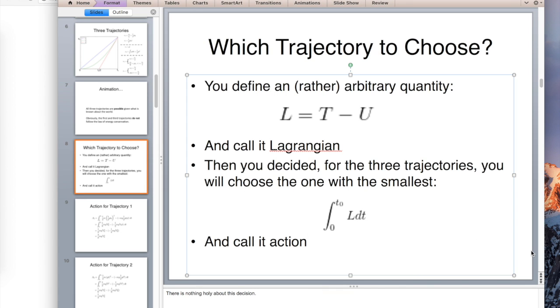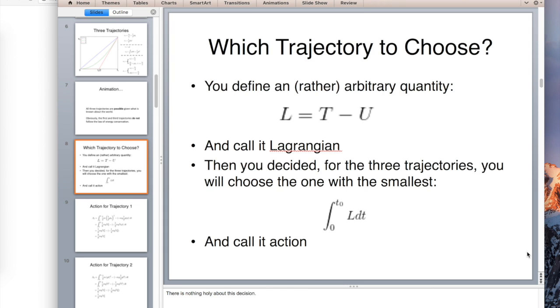So how do we choose among the three trajectories? Well, as a designer of the universe, you can basically just choose whichever you like. But here, I just list one way to choose among the three trajectories. You first define a rather arbitrary quantity, which is kinetic energy minus the potential energy, and you call it the Lagrangian. It's just an arbitrary quantity. And then you decide that for the three trajectories, you will choose the one with the smallest integration of the Lagrangian over time. And you call this integration the action.